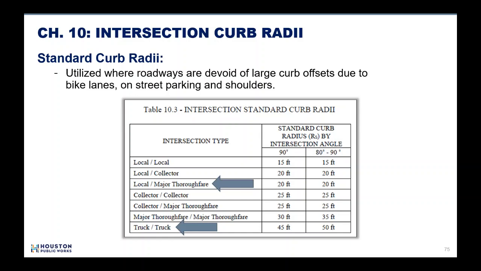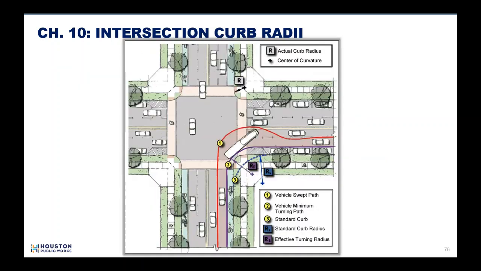Vehicle classification Bus 40 is the minimum controlled vehicle on transit bus routes. And intersection angles less than 80 degrees require engineering analysis and approval by Houston Public Works. For cases when streets at an intersection have large curb offsets due to bike lanes, on-street parking, and shoulders, a smaller radius than shown in the standard table is to be used, but must be analyzed by the engineer for safety. Let's take a closer look at the defined terms presented in this figure.